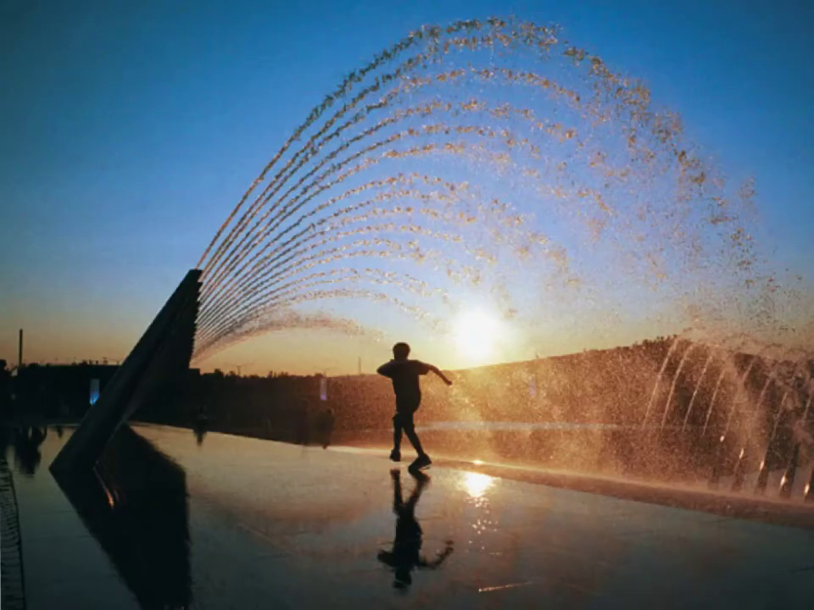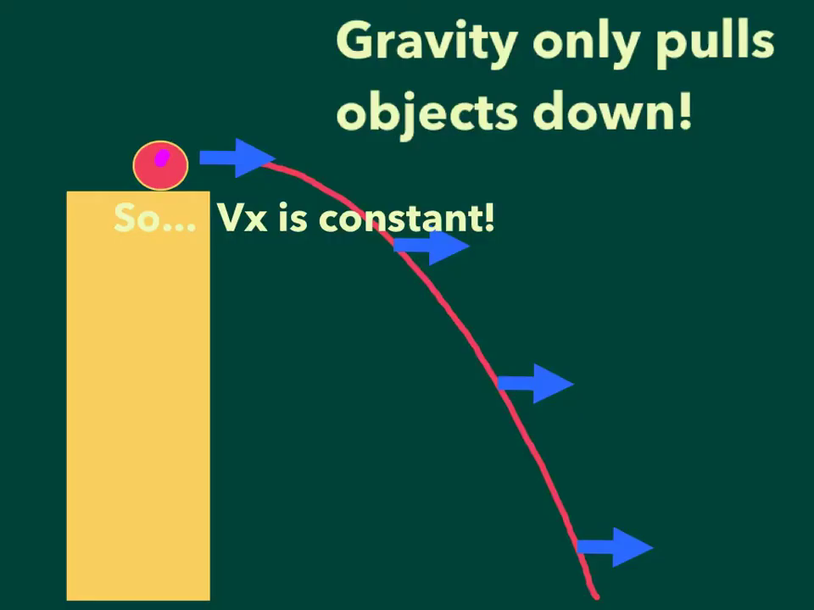So now that we've taken a look at things falling straight down, let's take a look at things being shot through the air. This kind of motion is known as projectile motion. There are some very special things about projectile motion. The first thing is that gravity only pulls objects down.